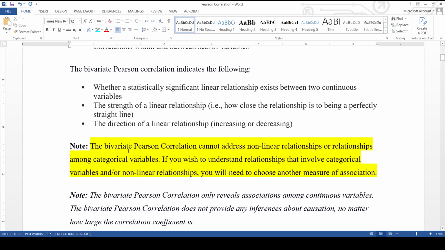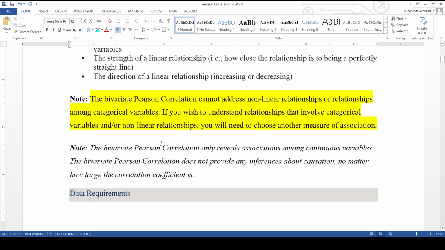So let's take note of this one in yellow. I put in yellow color here. It says bivariate Pearson correlation cannot address... Please take note. Sometimes when you draw a hypothesis, you discover that the hypothesis, if it disobeys this rule, then you have to reconstruct it. Correlation cannot address non-linear relationship or relationship among categorical variables.